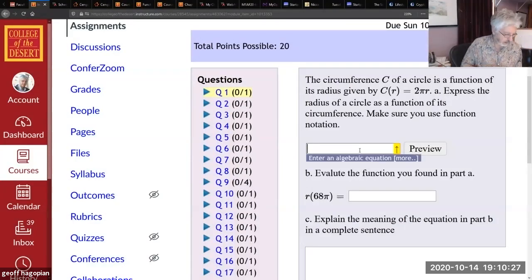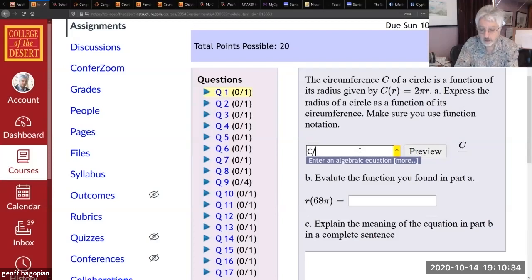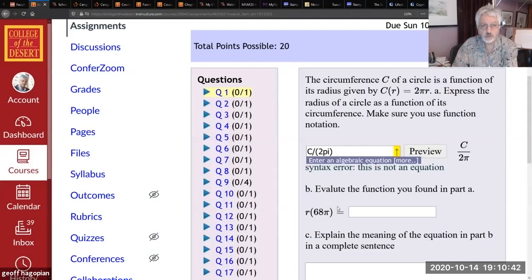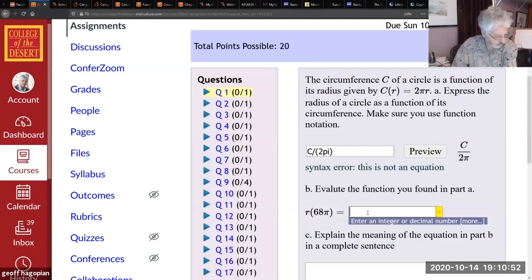But here, what do they want? They want c divided by 2 pi, right? Okay, I'm going to write c divided by, in parentheses, 2 pi. Yeah, it has a pretty type there, so that's what we want. So evaluate the function you found in part A. Notice that they have r of c, so they're not changing the names of the variables. So r of c is, if the circumference is 68 pi, then the radius is what? Well, you divide that by 2 pi and you get 34.